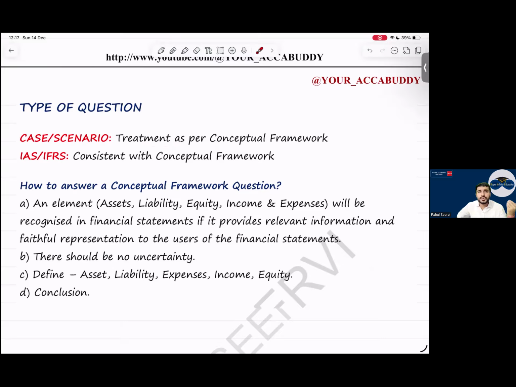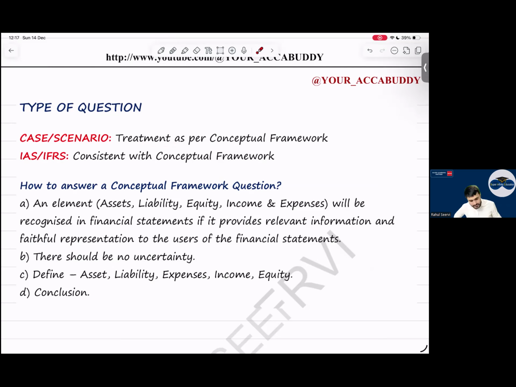In that case, what should you do? If a case scenario is given, they said do the accounting or do the treatment as per conceptual framework. In that case, we have to first identify whether it's an asset, liability, equity, income, or expense, whether we should recognize this or not, whether in balance sheet or P&L, etc.